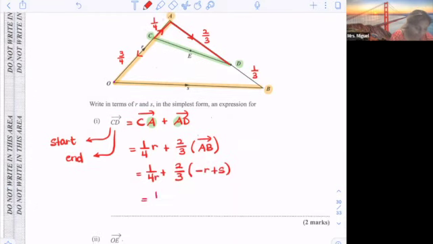So a quarter R minus 2/3 R plus 2/3 S. So work out for me a quarter minus 2/3. How much is that? A quarter minus 2/3.